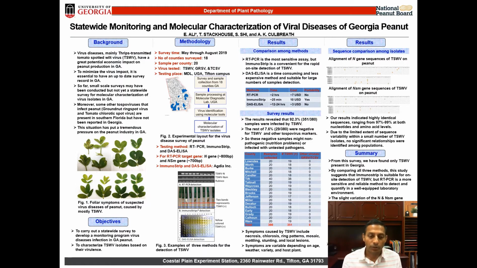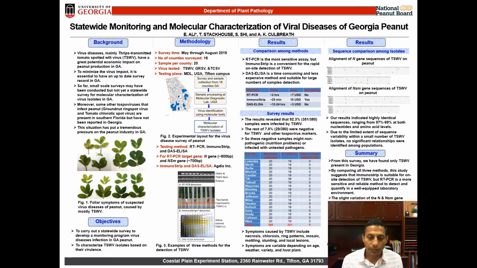For testing, we used 3 different techniques, mostly RT PCR. To compare this method, we also conducted ImmunoStrip and DAS-ELISA testing methods. For RT PCR, we targeted the N gene, a nucleocapsid protein gene, and the NSM gene, a non-structural protein gene. For the ImmunoStrip and DAS-ELISA, we followed the manufacturer's instructions to detect this virus. In figure 3, you see an example of testing method results for the 3 different methods.